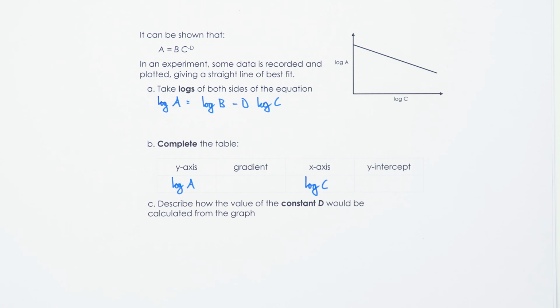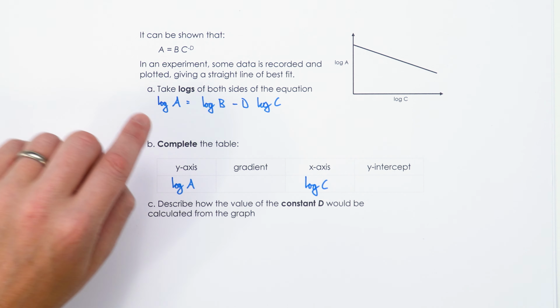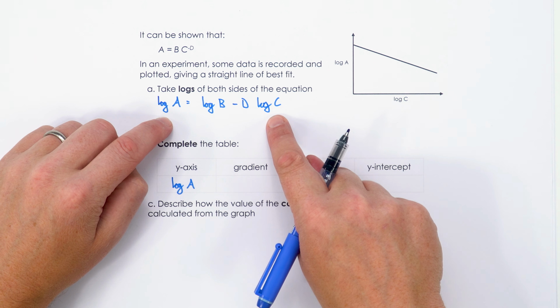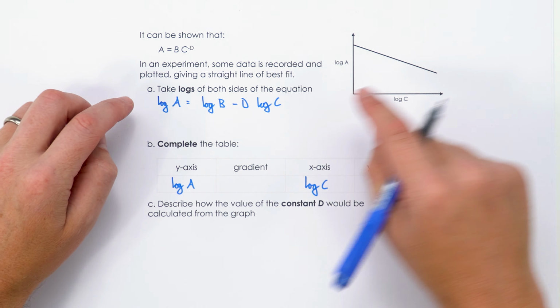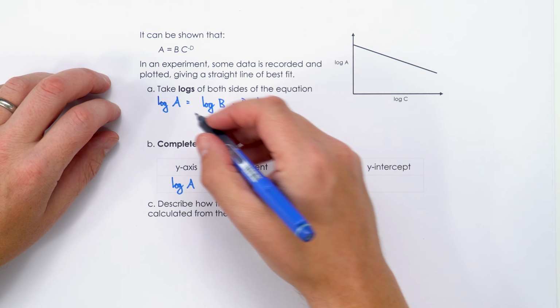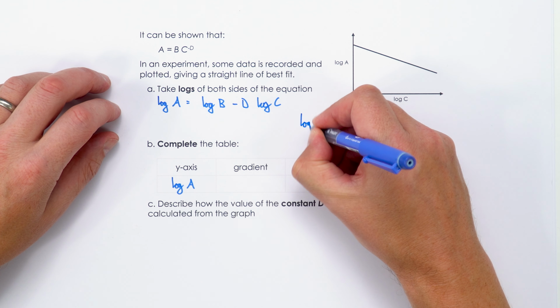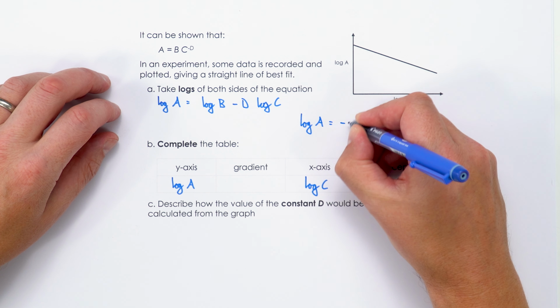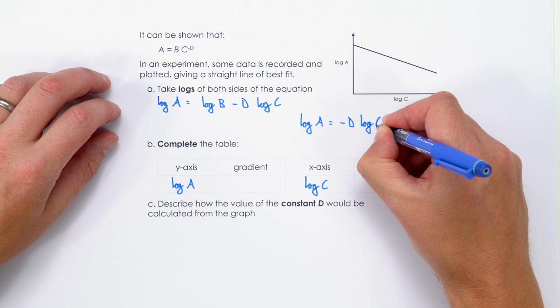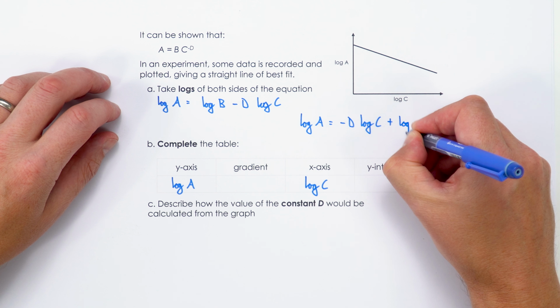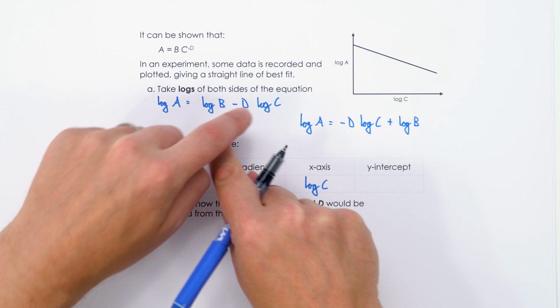So what about the gradient and the y-intercept? Well, what we've got here is y, and we've got x, if we think about y equals mx plus c, but they're not necessarily in the right order. So I'm going to rewrite this as log A is equal to minus D log C plus log B. So I've just switched those around.